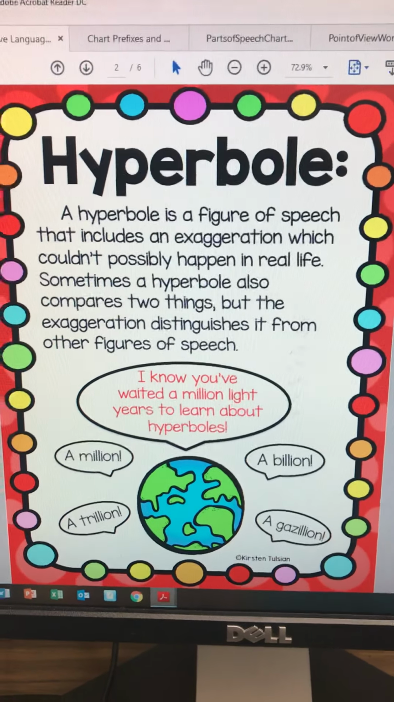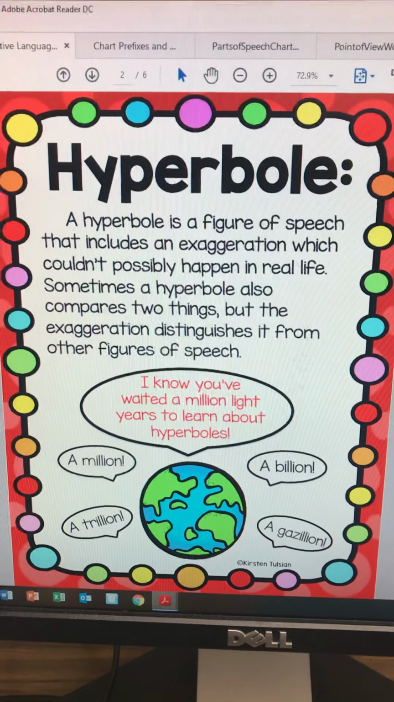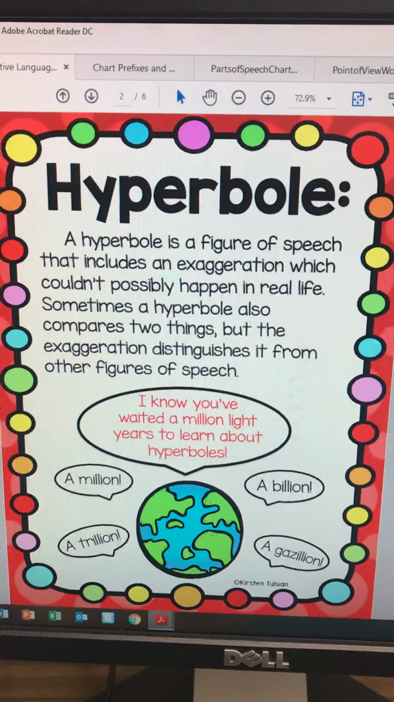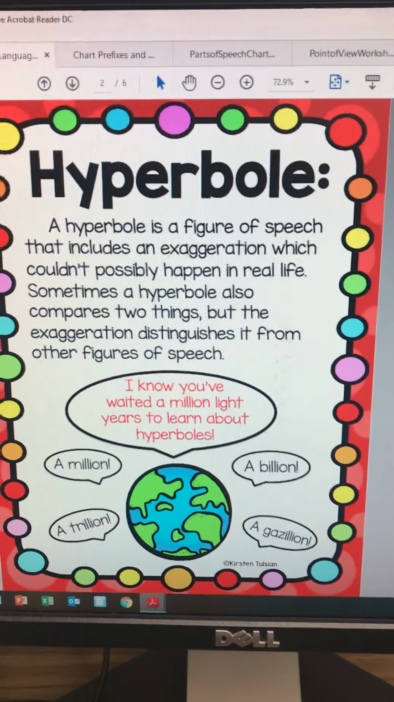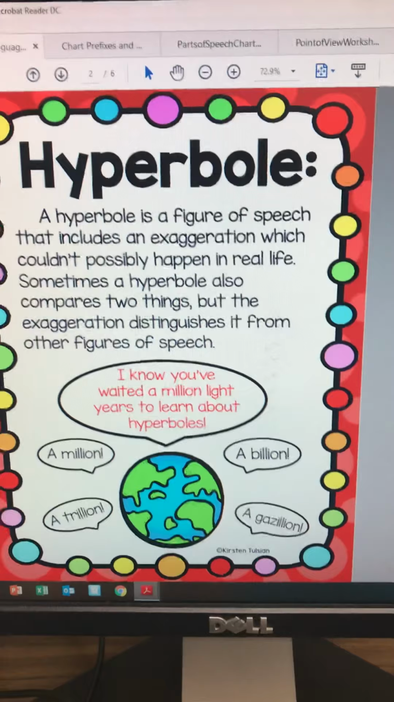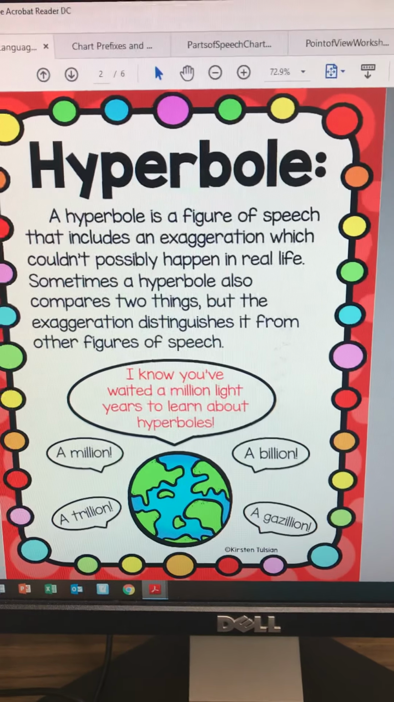So this says, I know you've wanted 1,000,000 light years to learn about hyperboles. I'm also sure that's not true, but anytime you're exaggerating like that, it's hyperbole.